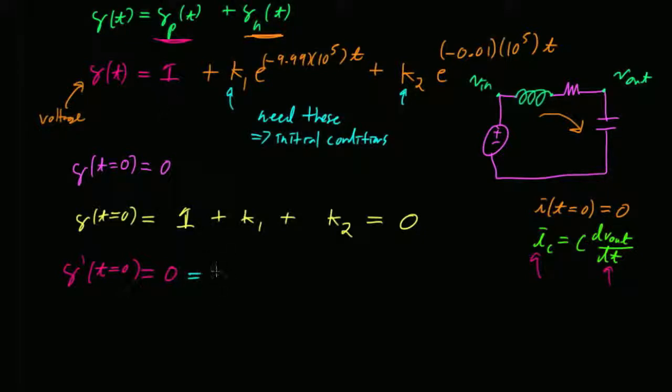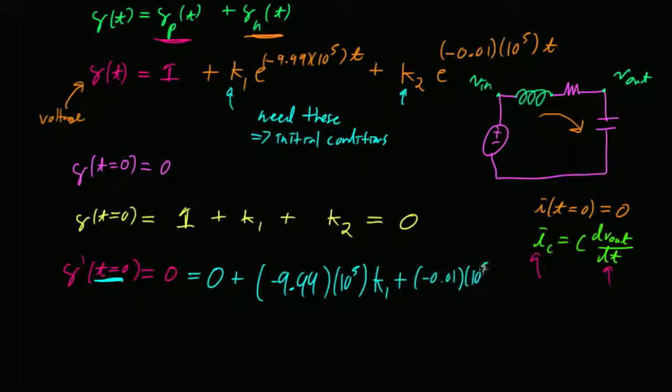Derivative of 1? 0. Okay, that's helpful. Derivative of this term will be minus 9.99 times 10 to the 5th k1. Hold on. Now, I still have this e term, but what am I going to substitute in for t? I'm still subbing in t equals 0. So when I sub in t equals 0, that term just turns into 1. And now I move on to the derivative of this term: minus 0.01 times 10 to the 5th times k2. And then I substitute in t equals 0 into that exponential, and it turns into 1.